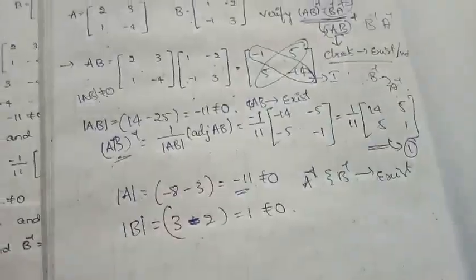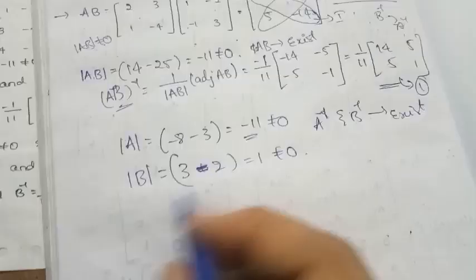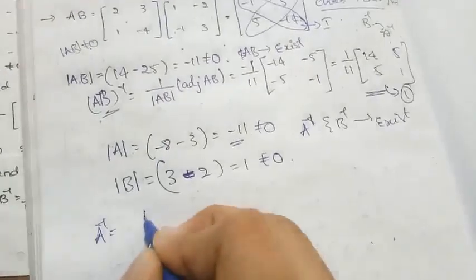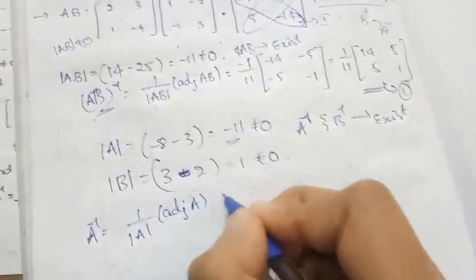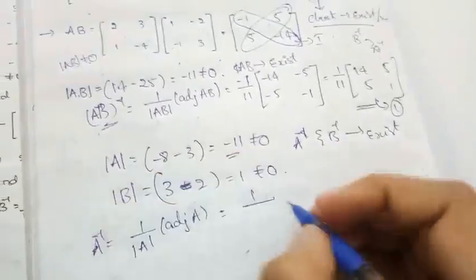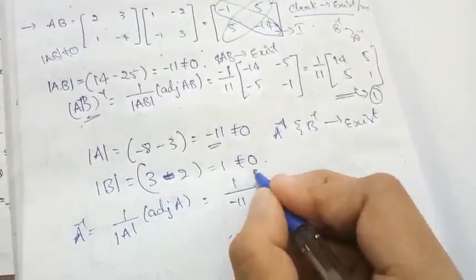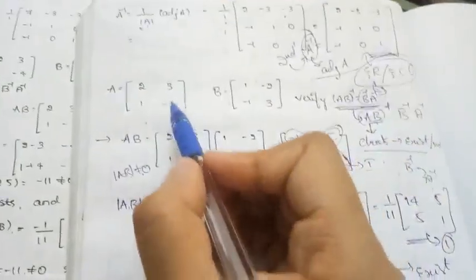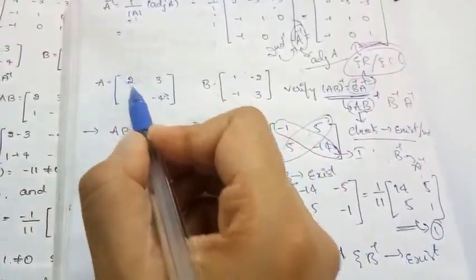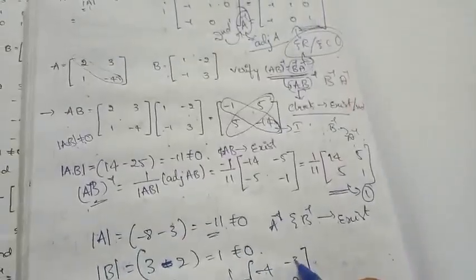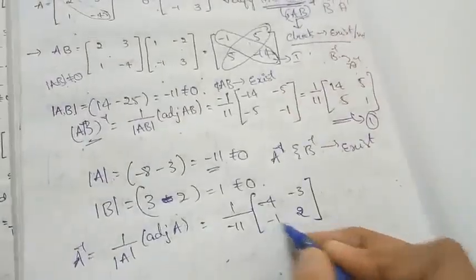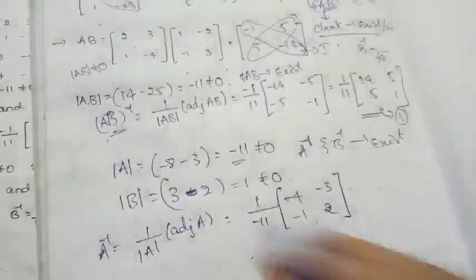If they are existing, now what? We need to find them. So how are we finding? A inverse is equal to 1 by determinant value of A into adjoint A. So 1 by determinant value of A is 1 by minus 11. Now we need to find the adjoint A. Here is the matrix. What about this diagonal? This diagonal I need to interchange. What happens? Minus 4, 2. I have interchanged. What about this one? I need to change the sign, that is minus 3, minus 1. So this is the A inverse.